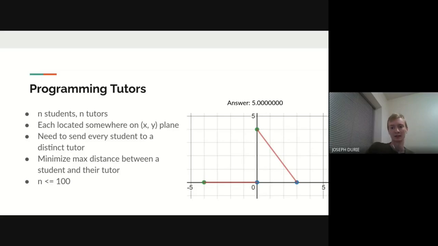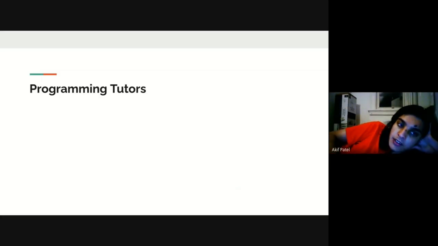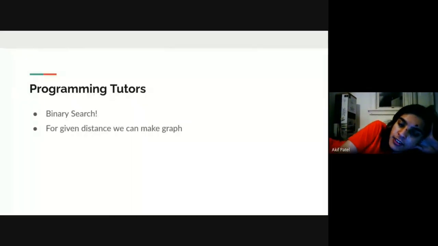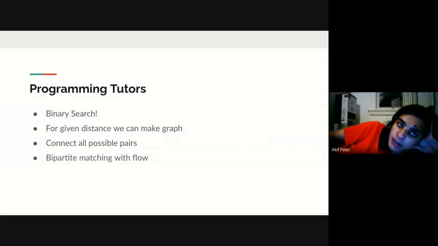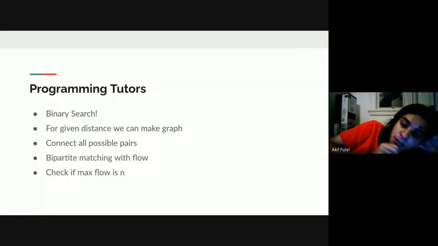Maybe we just show this one, because this is definitely hard. So the main idea is that you want to binary search on the answer. If we fix a given answer, we know which pairs are possible and which pairs are not possible, just by whether they are close enough or too far apart. For each of the possible pairs, we put a potential connection for the bipartite matching. Then we run our usual bipartite matching algorithm through flow, and we check if the maximum flow is n. If the maximum flow is n, everyone's happy, everyone got their pair. So that one works, and we can go to a smaller distance. Otherwise, you have to go for a bigger distance.